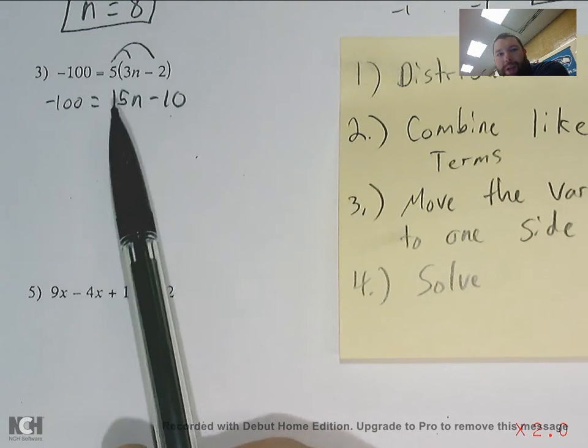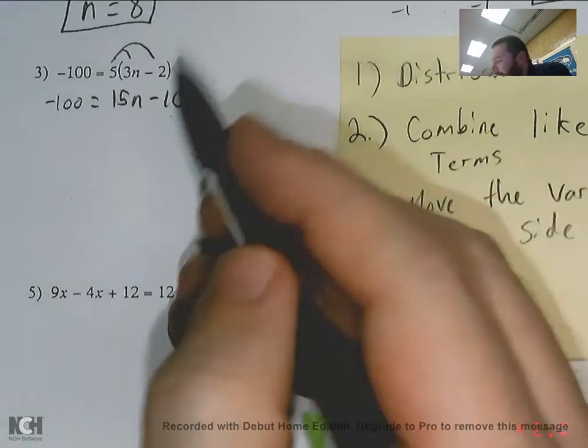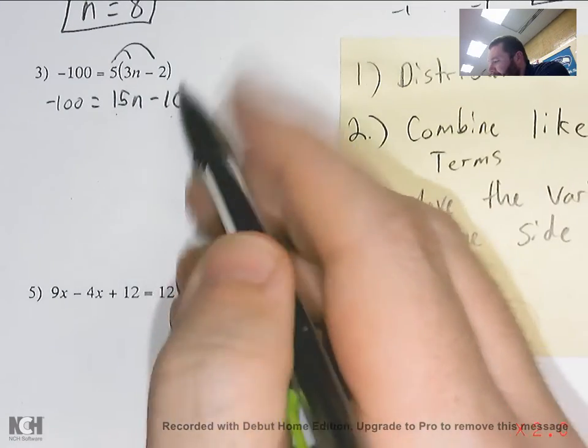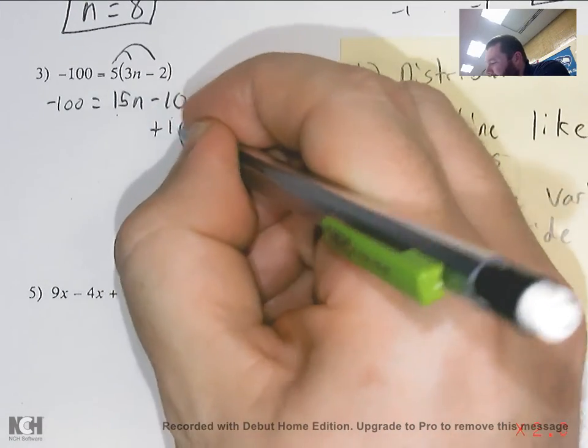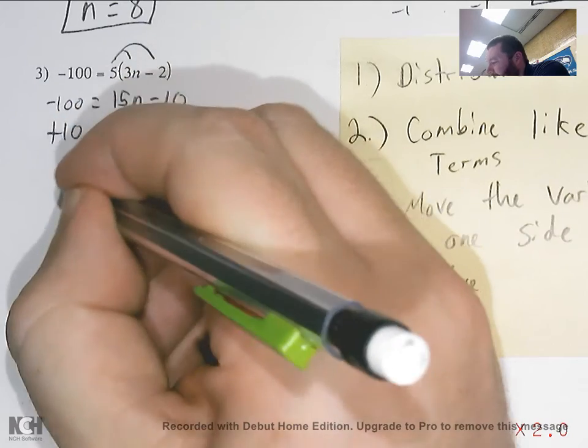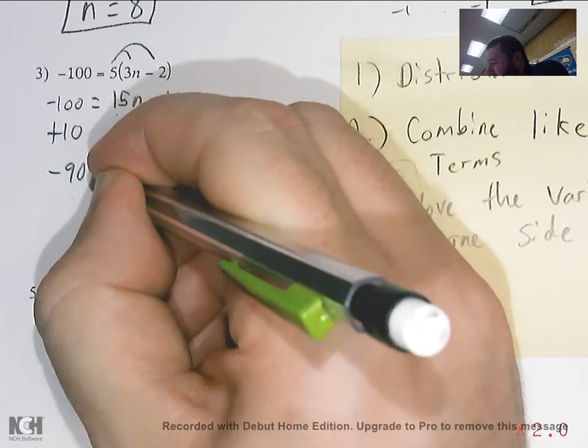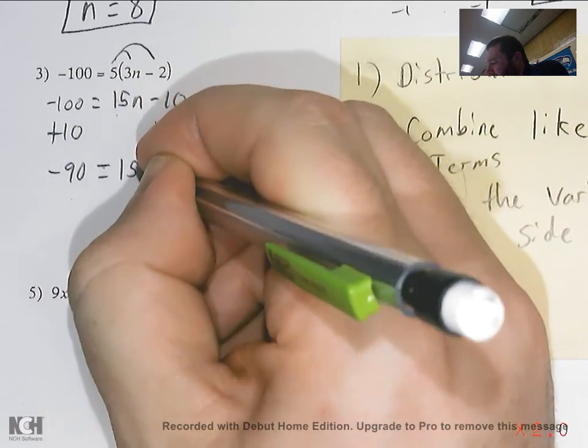So the last step is to solve. It's just a two-step equation. I got an acquaintance and a best friend. Acquaintance is going to leave first by adding, since it's subtracting. So I'd add 10, which gives me negative 90 equals 15n.